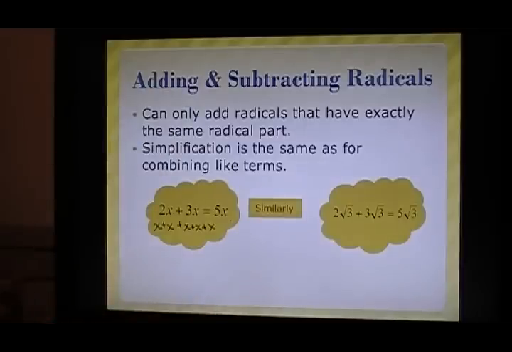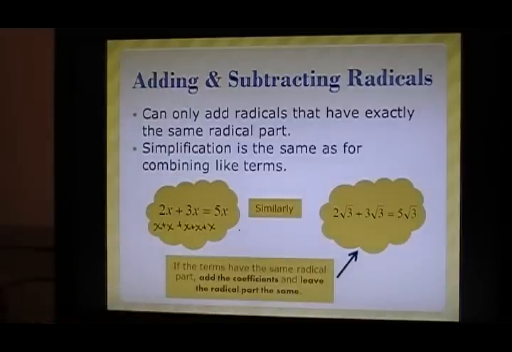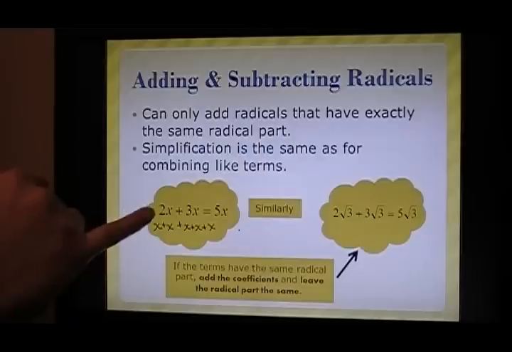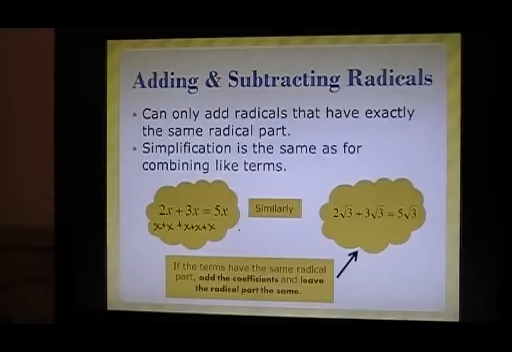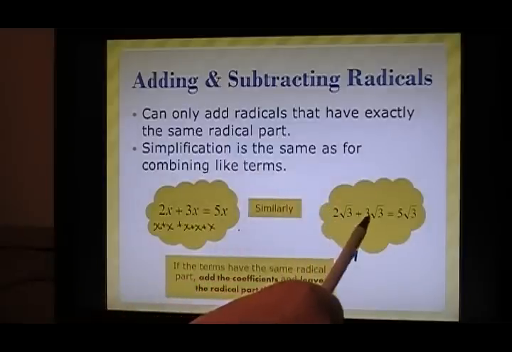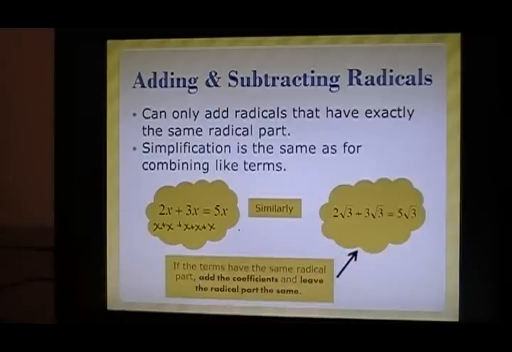So the process that we use when we're trying to add or subtract radical terms is the same as for like terms. If they have exactly the same radical part, again, both root 3's, then you can go ahead and simply add the coefficients together, and leave the radical parts the same. So add the coefficients, 2 plus 3 is 5, and leave the radical part the same. And you get your 5 root 3 using that process.